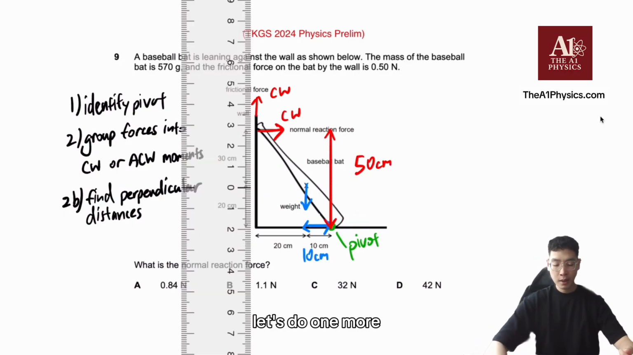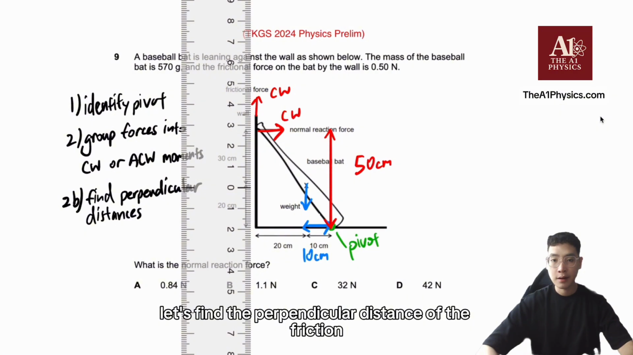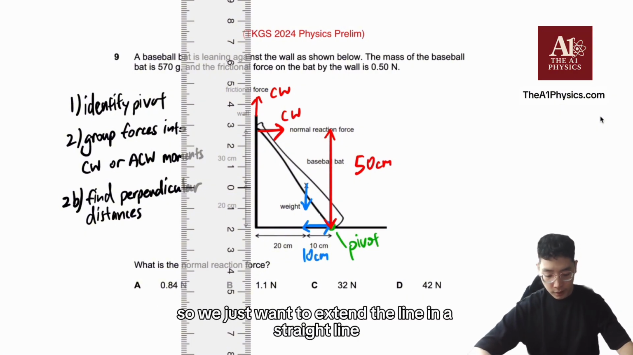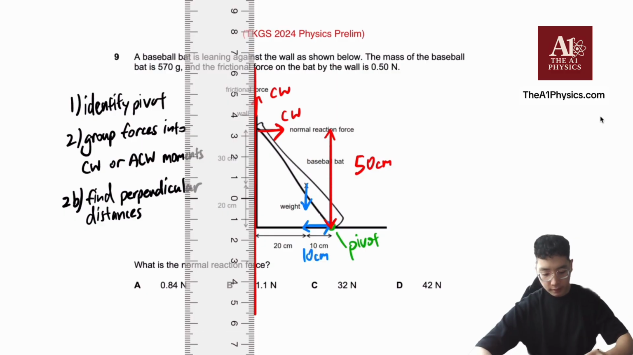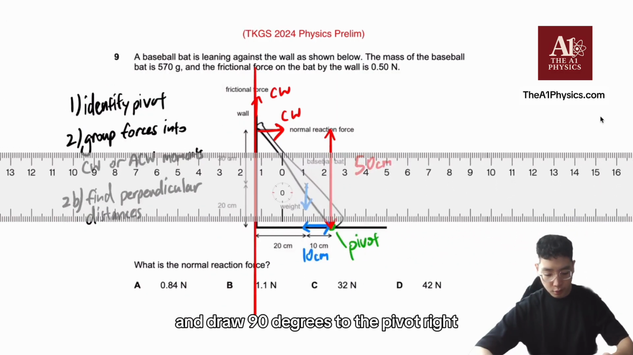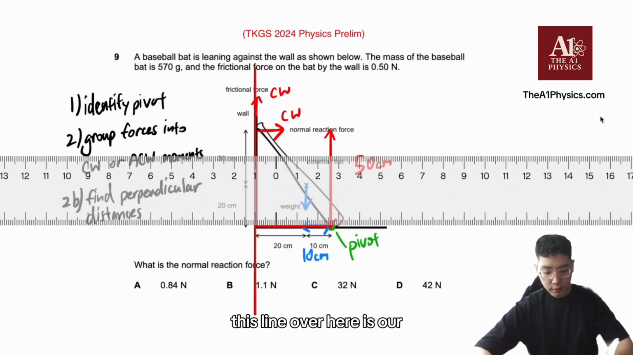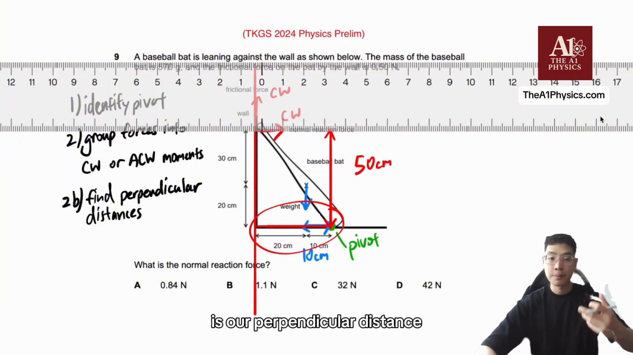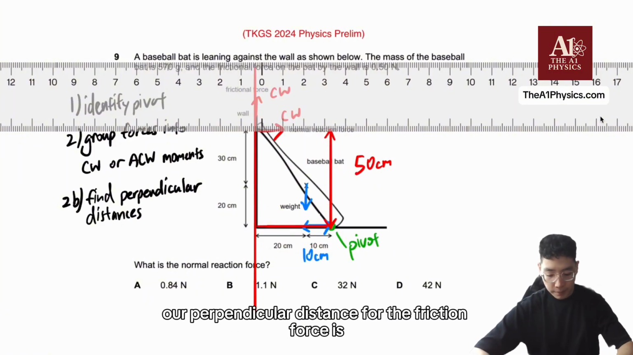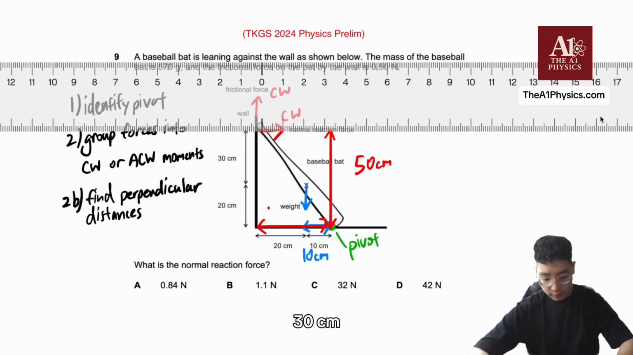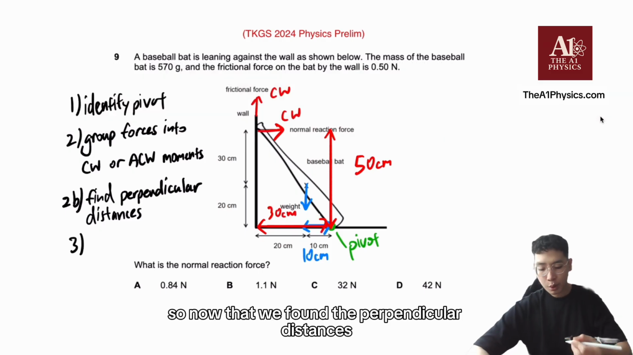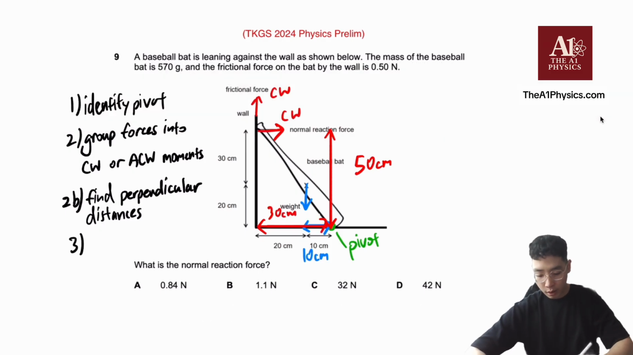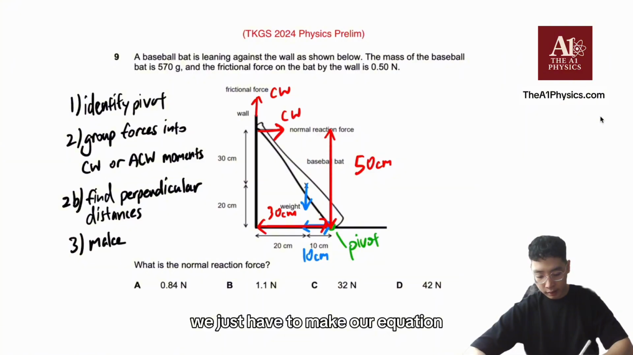And lastly, let's do one more. Let's find the perpendicular distance of the frictional force. So we just want to extend the line in a straight line and draw 90 degrees to the pivot. This line over here is our perpendicular distance. So our perpendicular distance for the frictional force is 30 cm. So now that we found the perpendicular distances, we just have to make our equation.